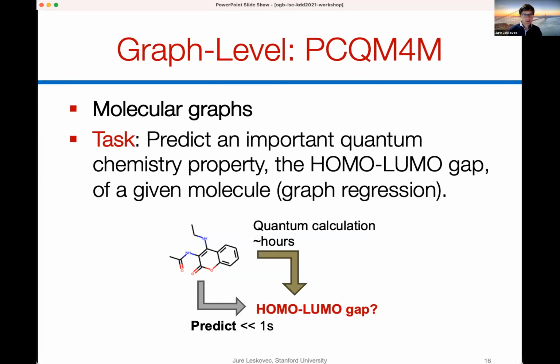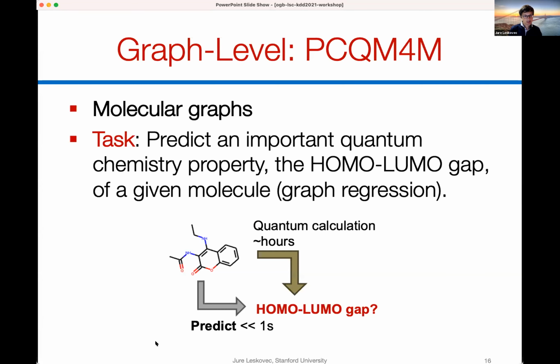And then the last is the graph level classification task. This is for molecular graphs, where the task is to predict an important property of a molecule. This is an important property for quantum chemistry. It's called the HOMO-LUMO gap of a given molecule. And the way this is done today is that an expensive quantum simulation is being run for each molecule. This simulation takes hours to compute, and it's done on supercomputers.